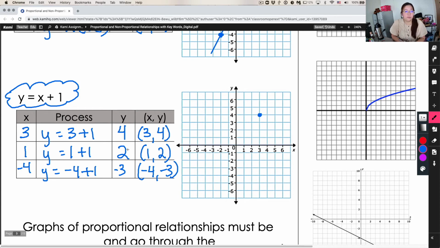So there's 3, 4. The next one is 1, 2. So x equals 1. Well, that's really not straight at all. And y equals 2. Here, right here. Last but not least, we have negative 4, negative 3. So here's negative 4. That's really bad. It's okay to make mistakes. See, I do them all the time. And then here's a negative 3 line. So here's our point. I'm going to erase these.